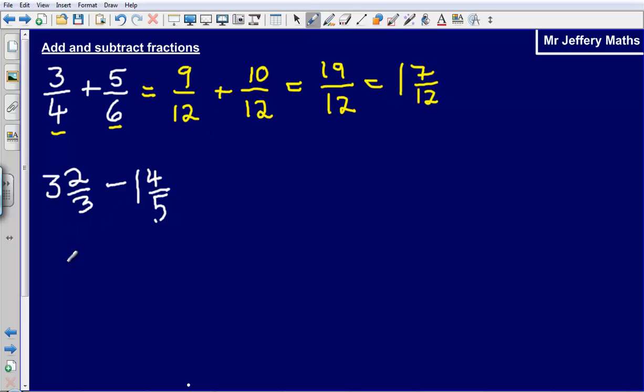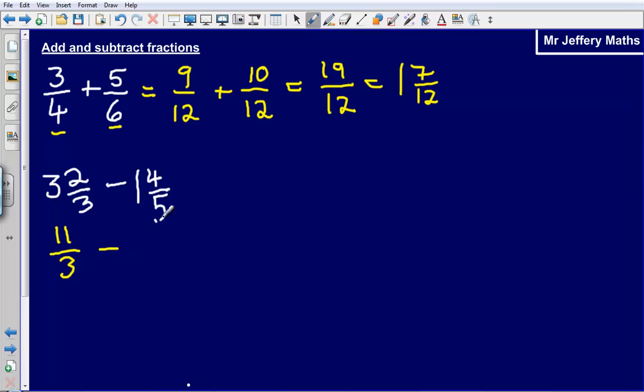Okay, second example, we've got 3 2/3 subtract 1 4/5. There are two different ways you can go about doing this. You could start by subtracting the whole numbers first, then subtracting the fractions after, and then put it all together at the end. I prefer to keep it a little bit more together by turning the mixed number into a top-heavy fraction. So I'm going to turn it into a top-heavy fraction by multiplying 3, the denominator, by the whole number, and then adding on the numerator. So 3 multiplied by 3, add on 2, that gives me 11 thirds. So 3 2/3 is exactly the same as 11 thirds.